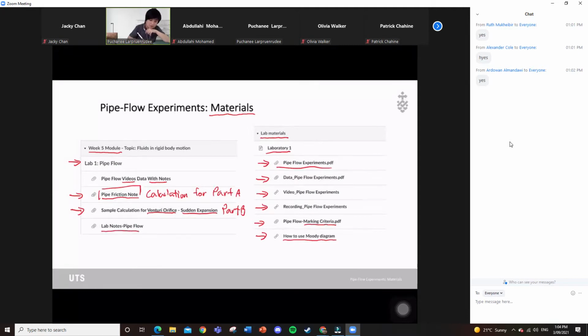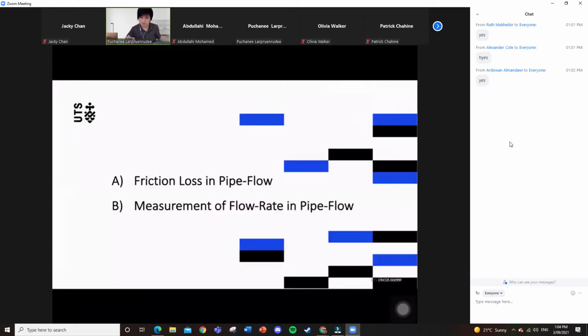The lab note, everything that you need is in the lab note. It is about the structure, how to write the lab report. And as I said before, we have two parts. Part A, friction loss in pipe flow, and part B, measurement of flow rate in pipe flow.